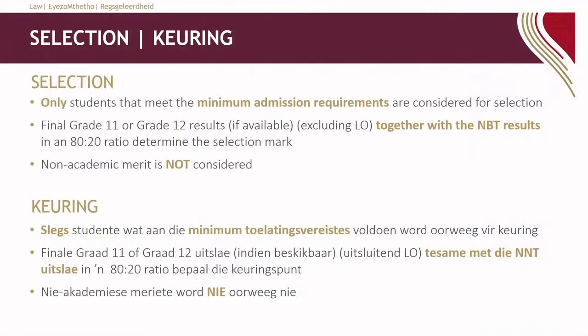So we had a lot of questions on selection, how do we select and when do we select. So this is quite important. We will only consider students that meet our minimum admission requirements for selection. These are your final grade 11 results that we would look at, or final grade 12 results if they are already available. We disregard life orientation in those results. And then we also look at the national benchmark test results for selection purposes. We do not consider non-academic merit. So if you've excelled in leadership or sport, that is not something we look at. We merely look at your academic merit.